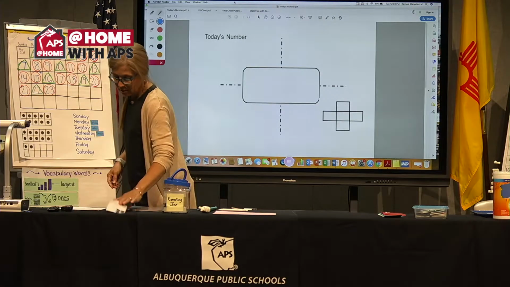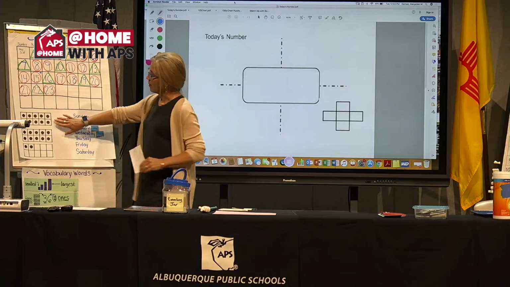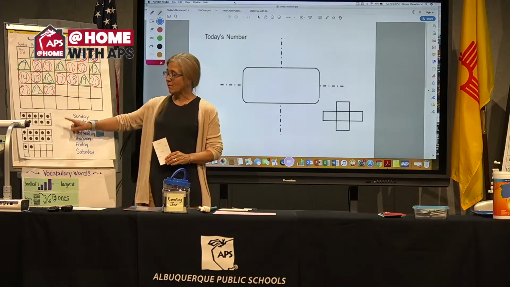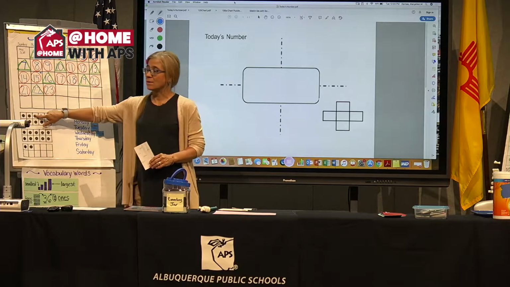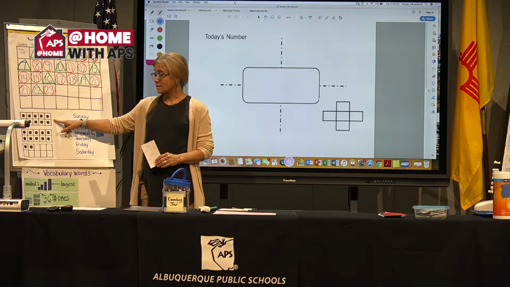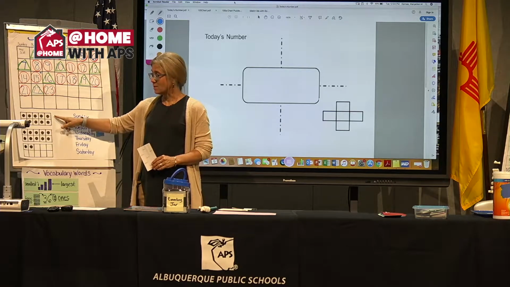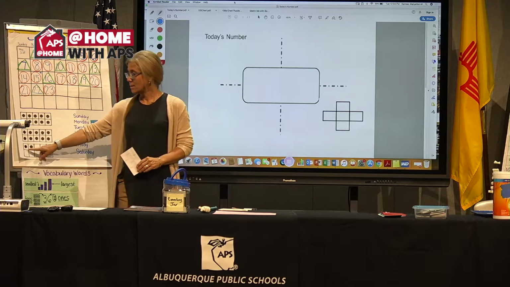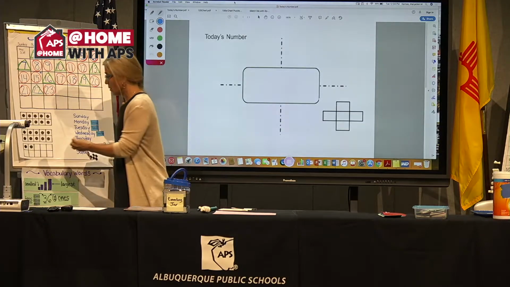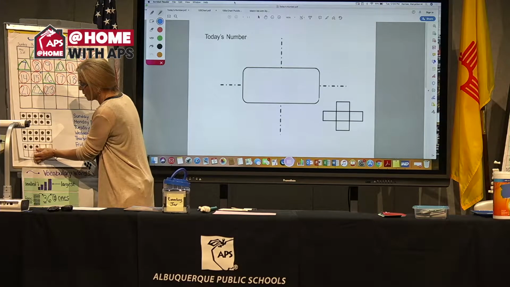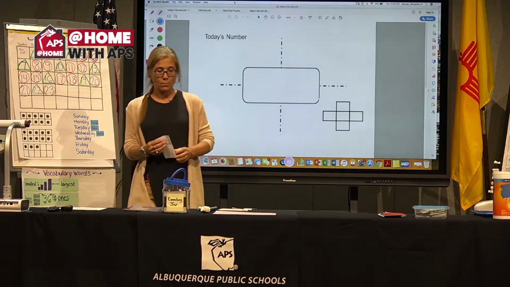All right. We're showing our day of the month here on our 10 frames. And we talked about this is a full 10 frame, so that means there's 10 dots on it. Another 10, so 10, 20, 21, 22, and we need to add one more for 23. All right.